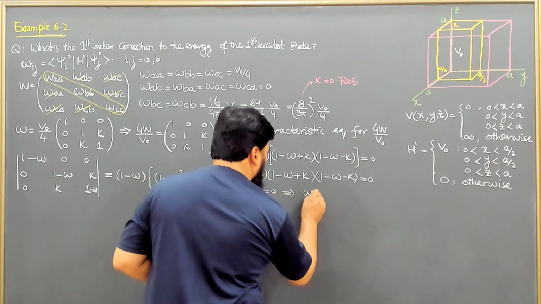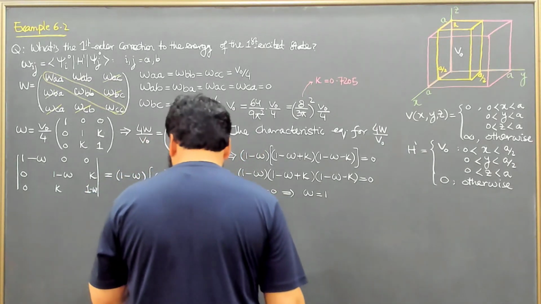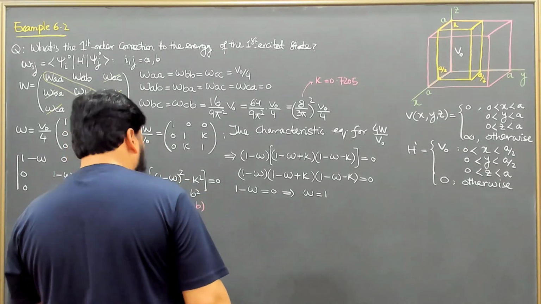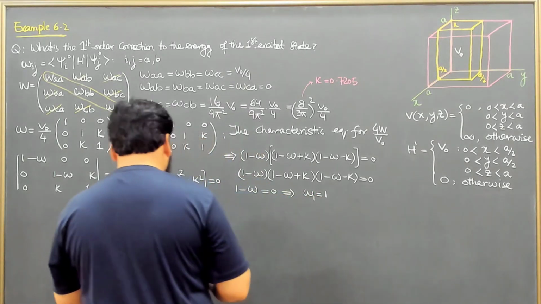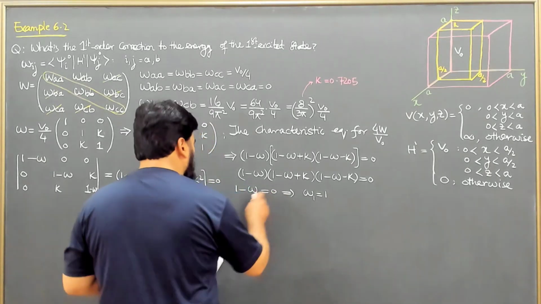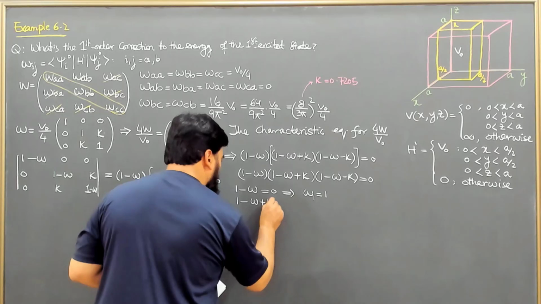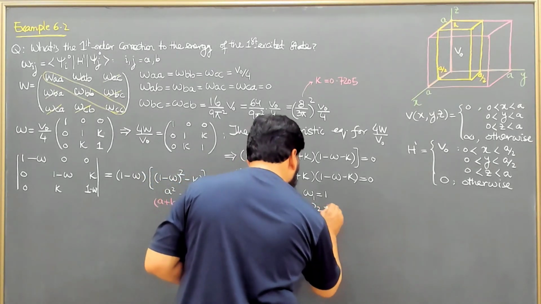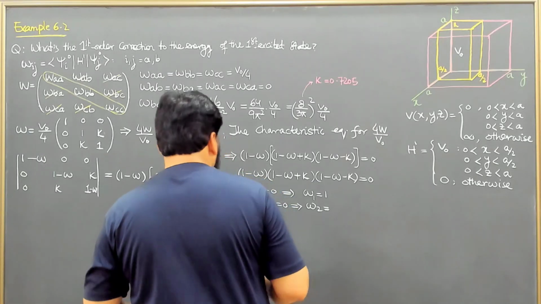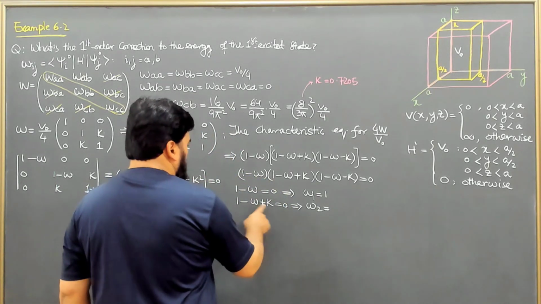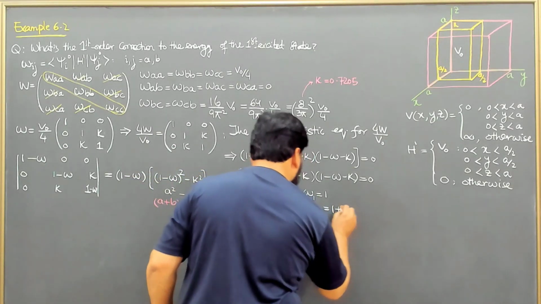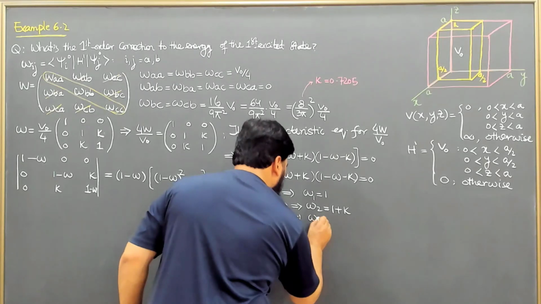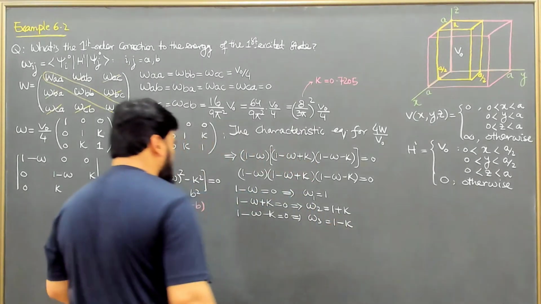All cannot be 0. So we now have the roots of this equation. 1 minus w equal to 0 will imply that w equals 1, so I will write this as w1 here. Then 1 minus w plus kappa equal to 0 implies that w2 is equal to 1 plus kappa, and 1 minus w minus kappa equals 0 implies w3 equals 1 minus kappa.